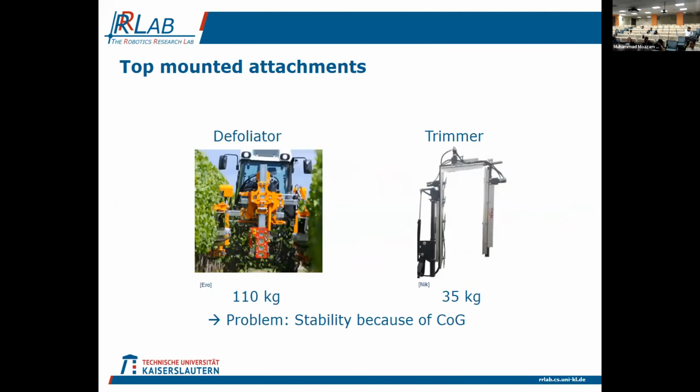We could use different attachments like a defoliator and a trimmer. Here the problem is that the center of gravity of these attachments is very high. As you see here, this is a height of 2 meters, which makes the robot very unstable. And because of that, this is very difficult to attach.